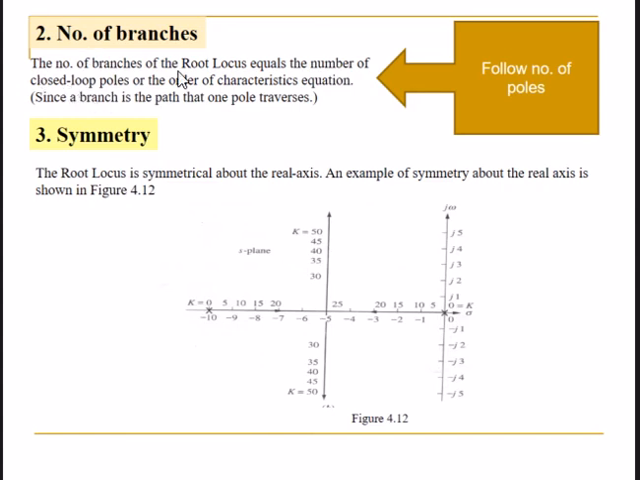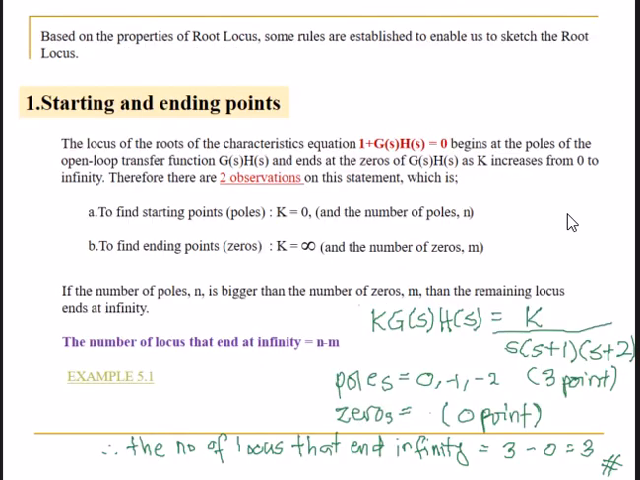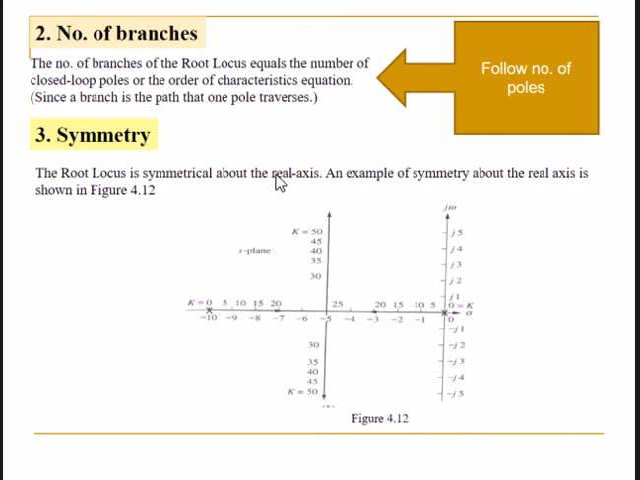Dia kata kat sini number of branches. Berapa branch yang kita ada? Selalunya, basically the number of branches follows the number of poles. So kat atas ni number of poles kita ada 3. So that means number of branches kita ada 3 lah. So step yang seterusnya, symmetry. The root locus is symmetric about the real axis.